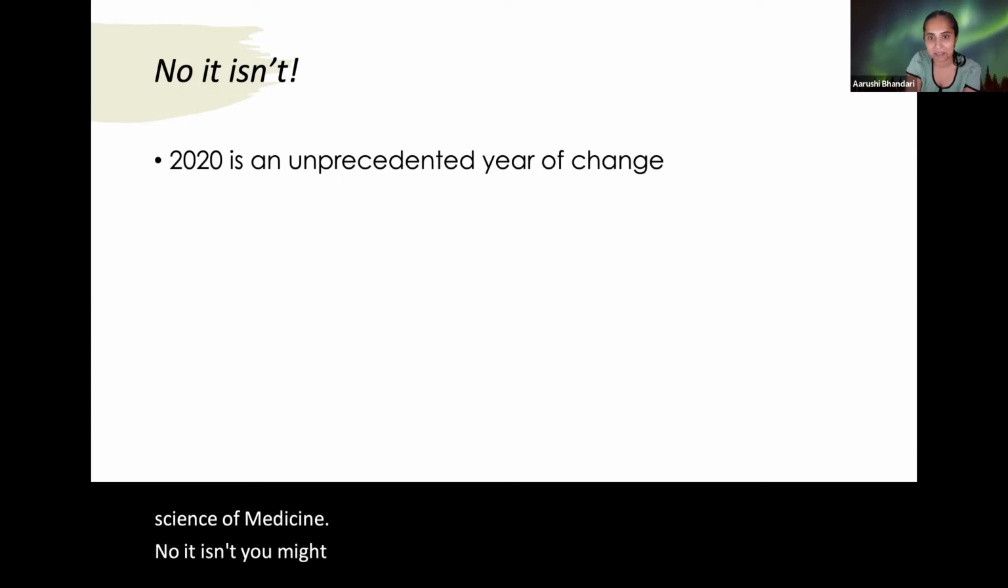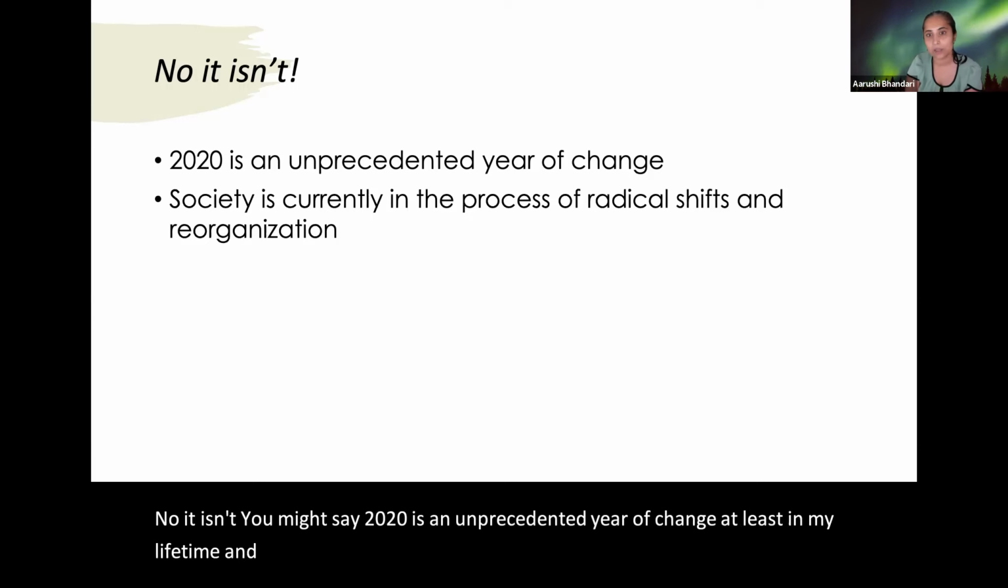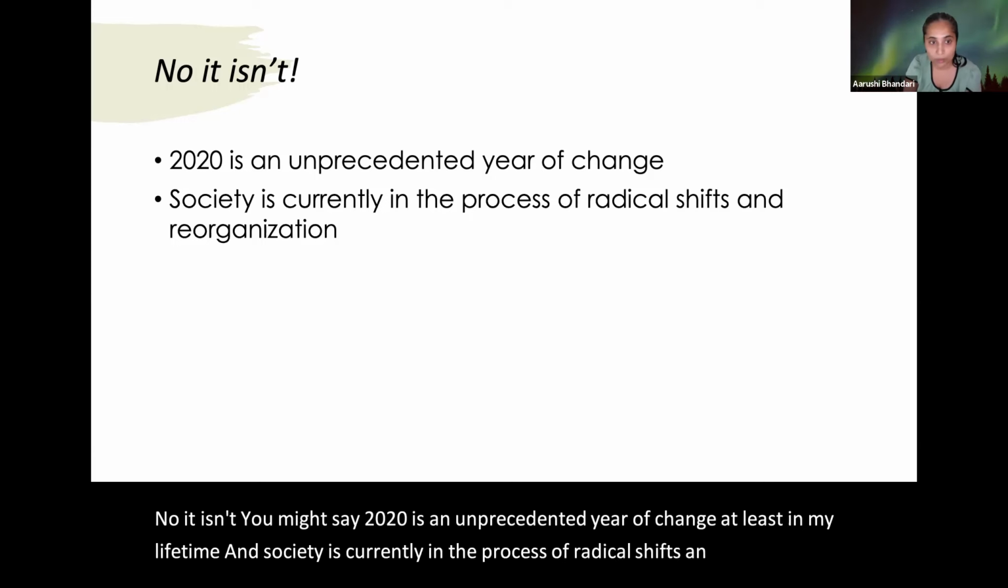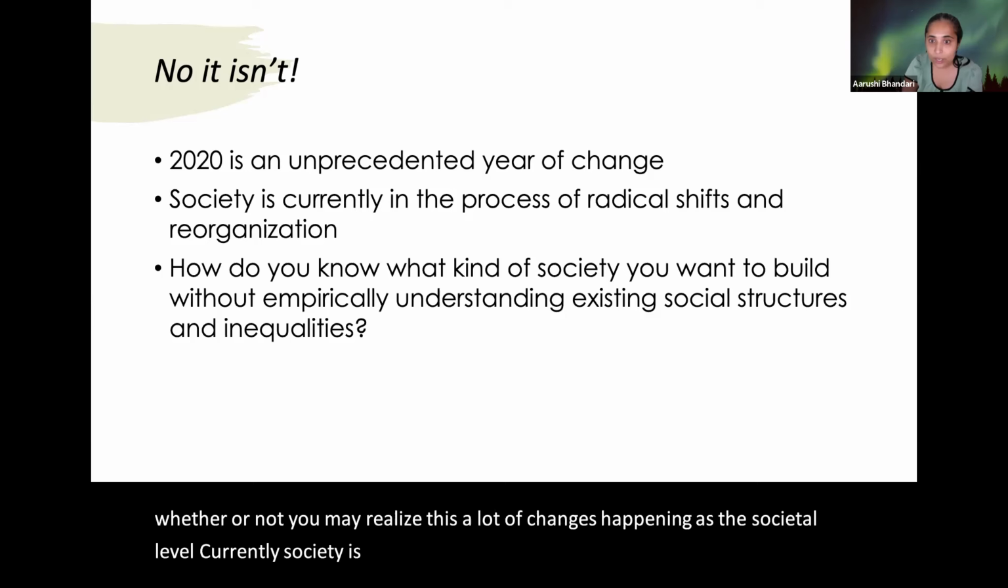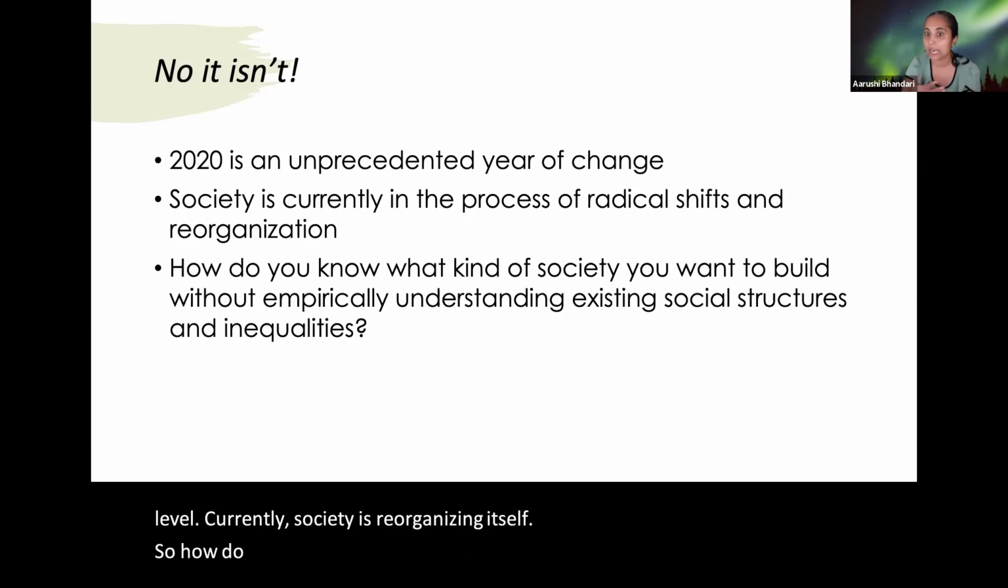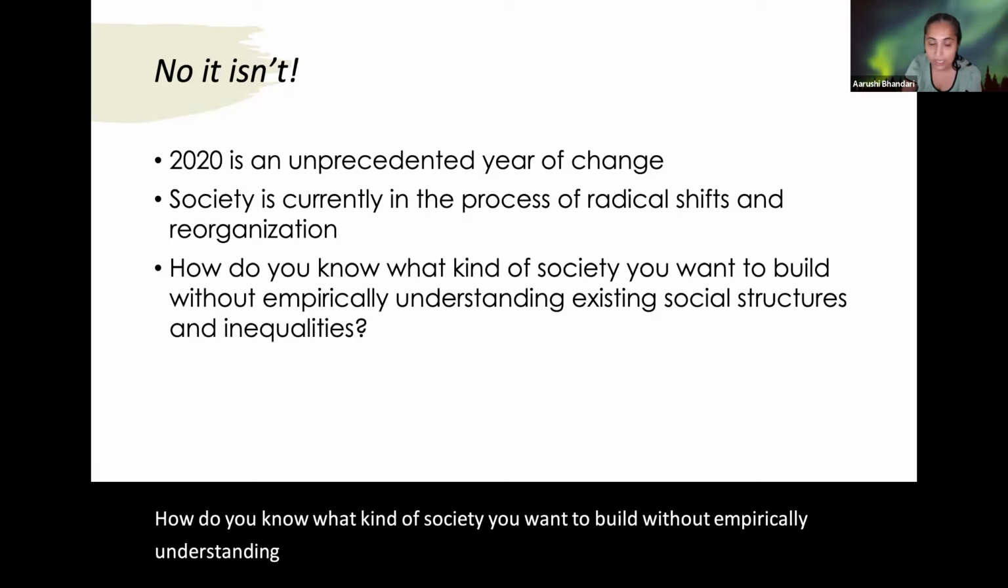Well, 2020 is an unprecedented year of change, at least in my lifetime. And society is currently in the process of radical shifts and reorganization. Whether or not you may realize this, a lot of change is happening at the societal level currently. Society is reorganizing itself. So how do you know what kind of society you want to build without empirically understanding existing social structures and inequalities, right?